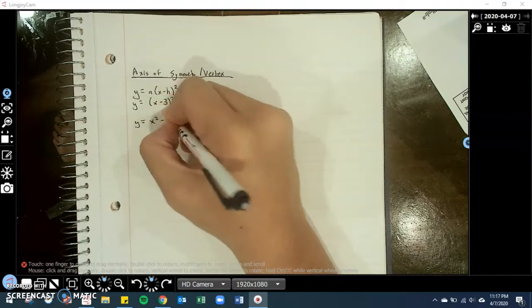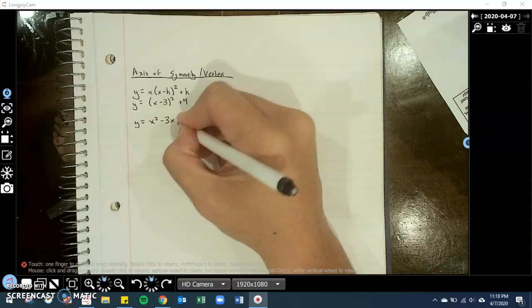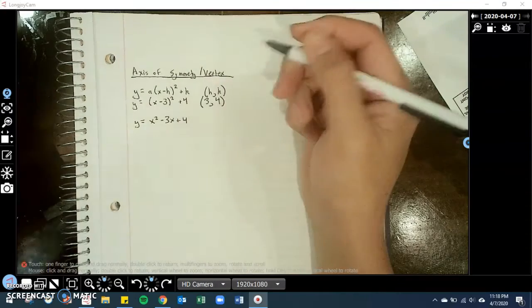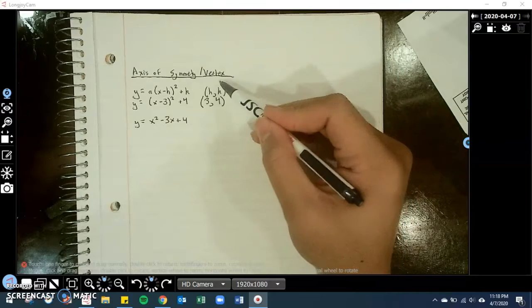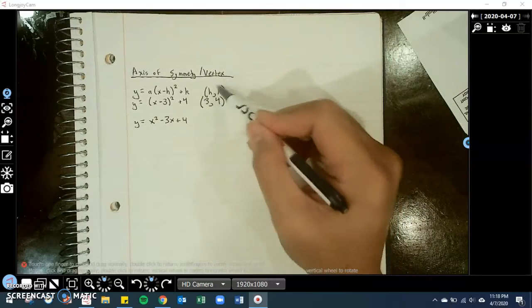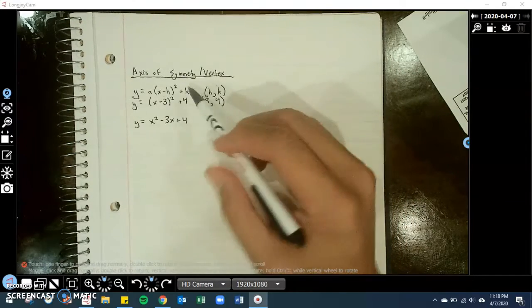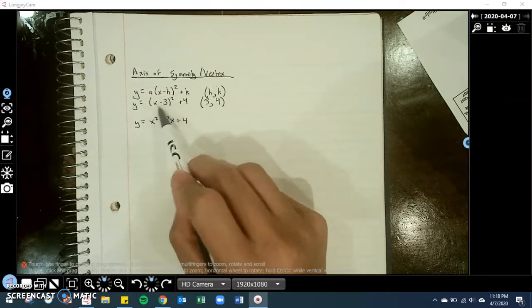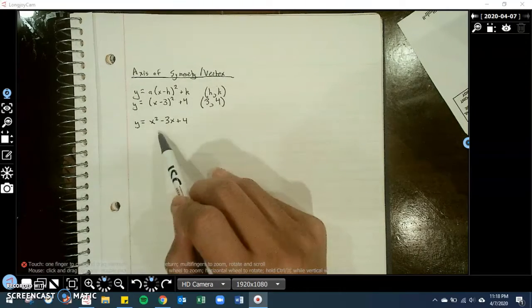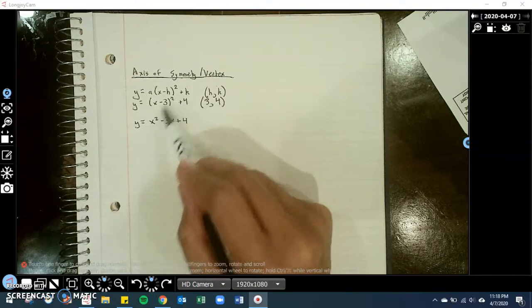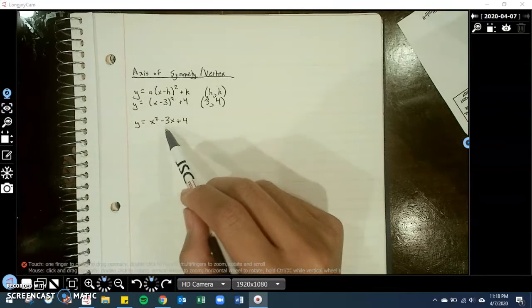Okay? But let's say we had an equation. Let's say it was x squared minus 3x plus 4. Okay? And let's say that I told you we needed to find the axis of symmetry or the vertex for this. Does this look like the same form that I gave you here? No, it does not. I don't see a parentheses, and I believe our squared is only over this x.